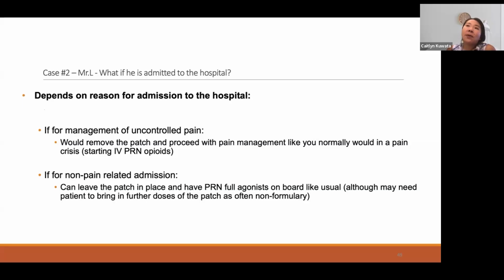If they're admitted for a non-pain related admission, say they're there for a urinary tract infection or pneumonia, their pain's stable, you could say, let's just leave the patch on, use your full agonist PRNs as usual, but you would have to think about, okay, if the patient is admitted during their next patch change or they're there for a long time, you have to think about either having your patch on formulary or they have to bring it from home as a non-formulary. So thinking about that so they can keep on their patch without having any major changes.